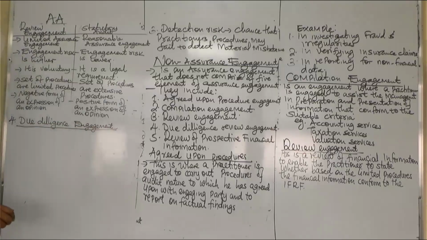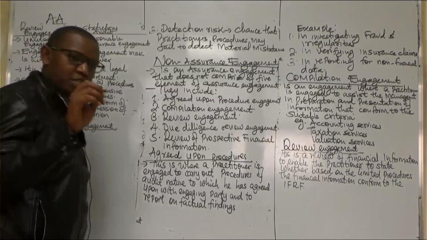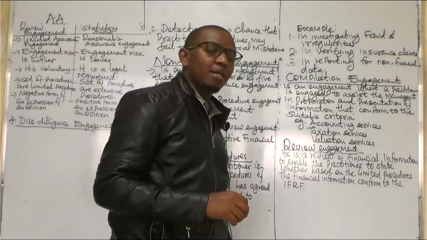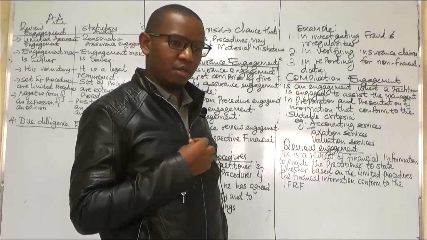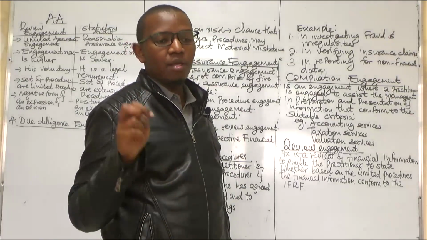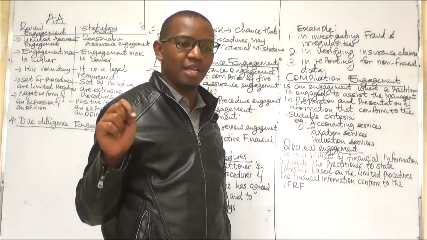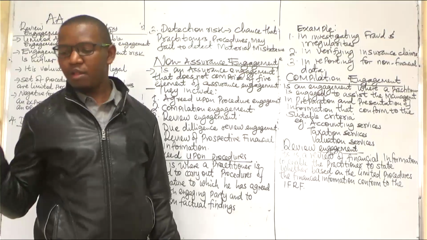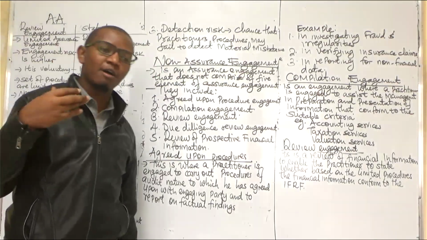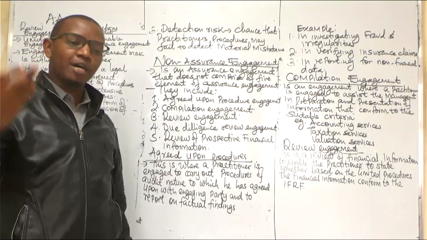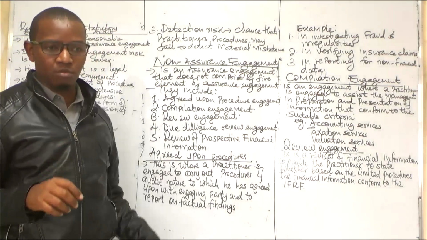Now, on due diligence engagement, you are generally engaged to systematically perform procedures and assess information to identify and reduce risk associated to a given transaction. Mainly, this happens when you want to acquire a company. The practitioner will systematically perform procedures to obtain and assess information that will help reduce the risk associated to that given transaction.